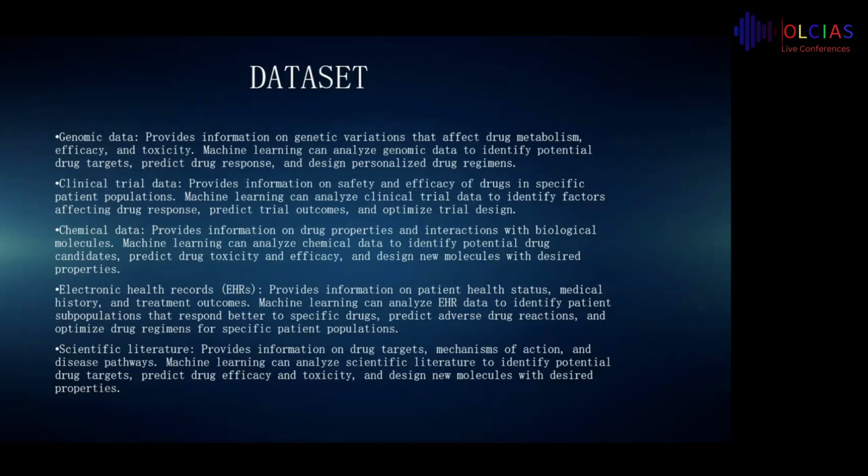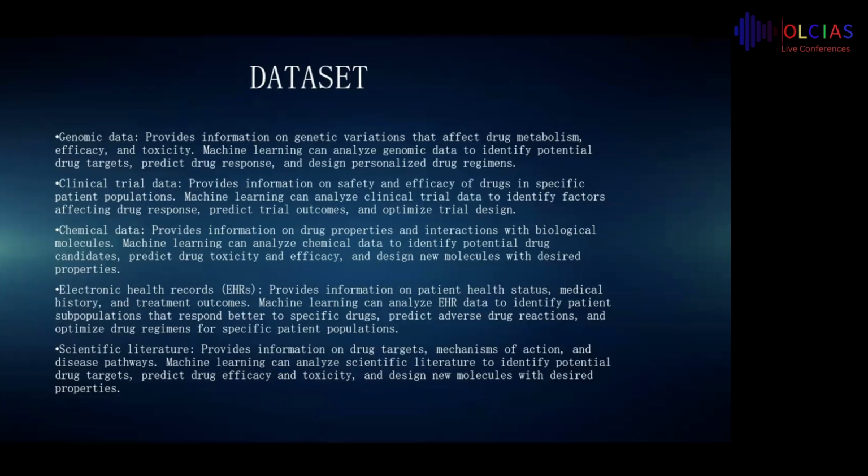Next is electronic health records. This means that electronic health records contain information on a patient's health status, medical history, and treatment outcomes. Machine learning can analyze EHR data to identify patient subpopulations that respond better to specific drugs, predict adverse drug reactions, and optimize drug regimens for specific patient populations. For example, machine learning algorithms can analyze EHR data to identify patient characteristics that may be associated with a higher risk of adverse drug reactions.